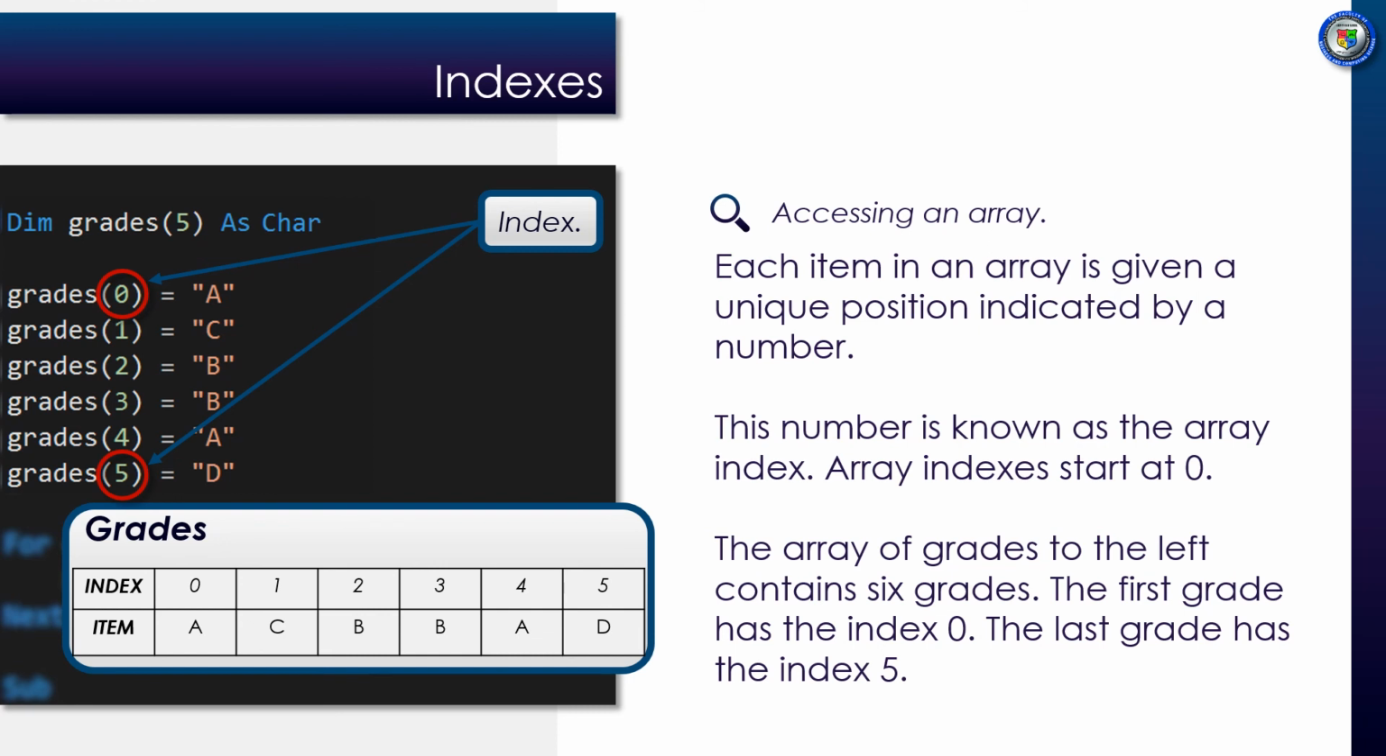The array of grades to the left contains 6 grades. The first grade has an index of 0 and the last grade an index of 5, giving us a total of 6 elements. Again, arrays always start with an index of 0.